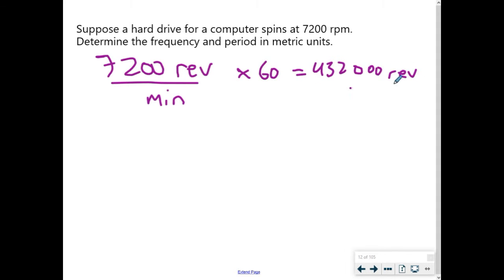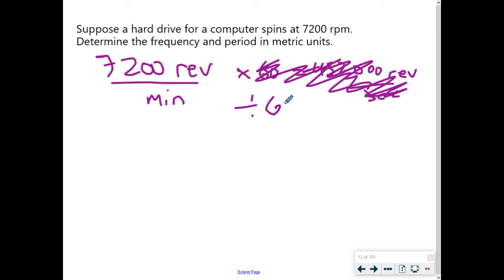Would that be how many revolutions per second would be logical? I mean, if you have 7,000 revolutions per minute, you don't have thousands more revolutions per second. So timesing by 60 was wrong in this case. We need to divide by 60. If you take 7,200 and you divide by 60, hopefully this is more logical. You're going to get 120 revolutions in a second.